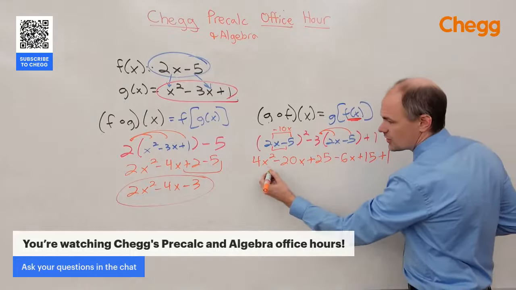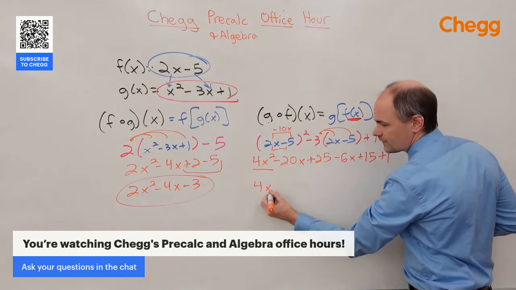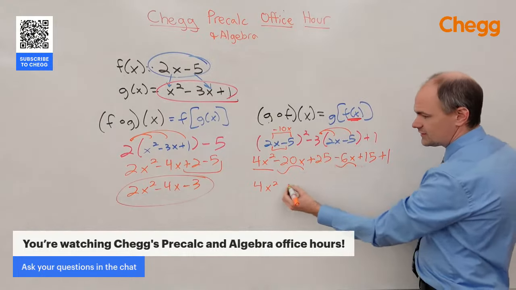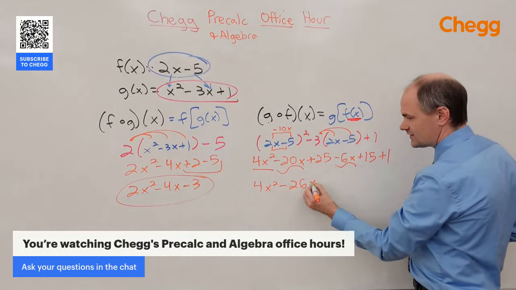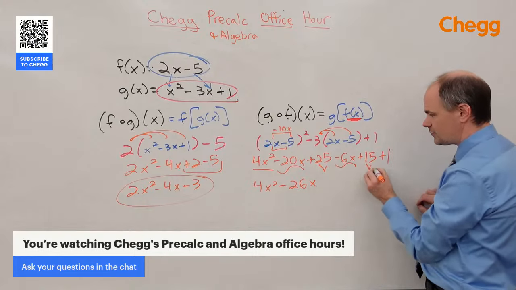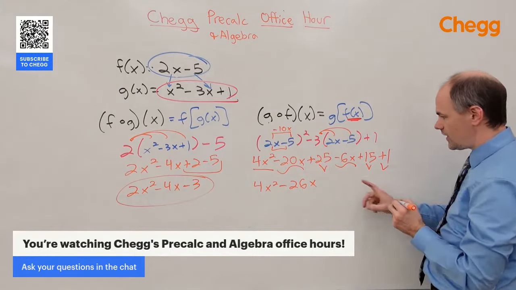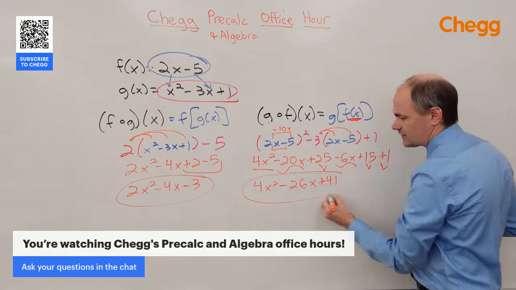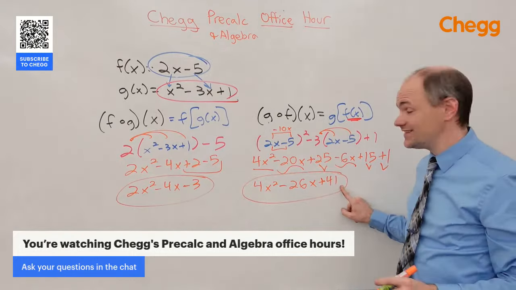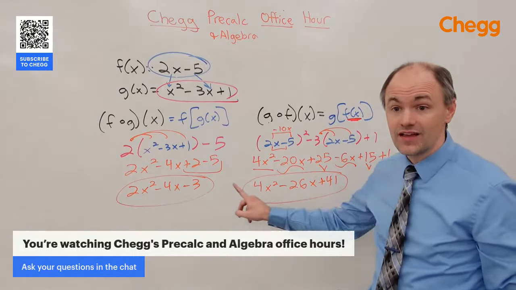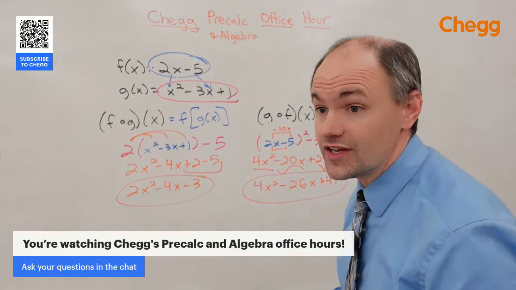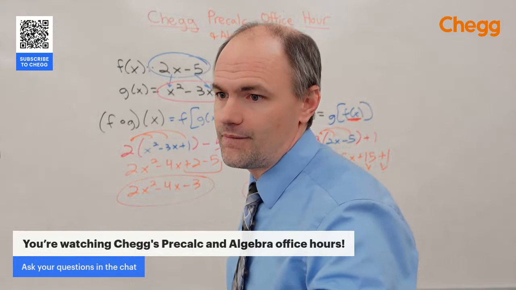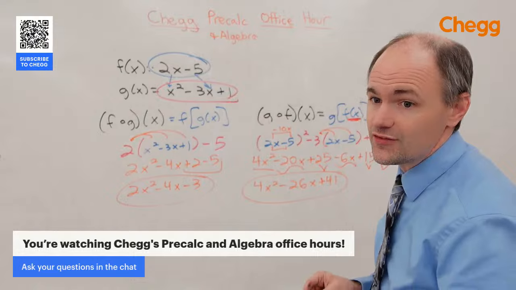Let's combine like terms. There's 4x squared. A negative 20x and a negative 6x is negative 26x. 25 plus 15 plus 1 is 41, I think, if you trust my mental math. But what we see is g of f of x and f of g of x are actually very different situations, very different problems.